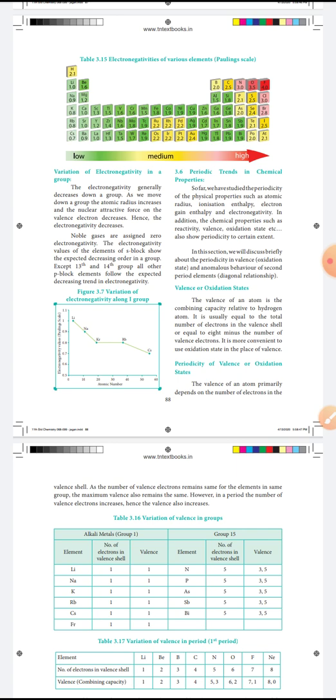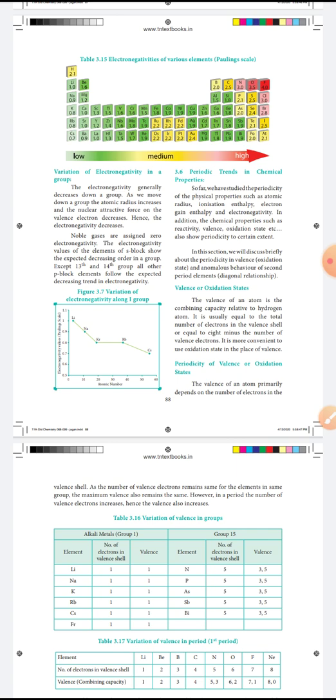This is a 3 mark creative question: why do noble gases have zero electronegativity? The electronegativity values of the elements of the s and p blocks show the expected decreasing order in a group, except in the 13th and 14th groups. All other p block elements follow the expected decreasing trend in electronegativity.